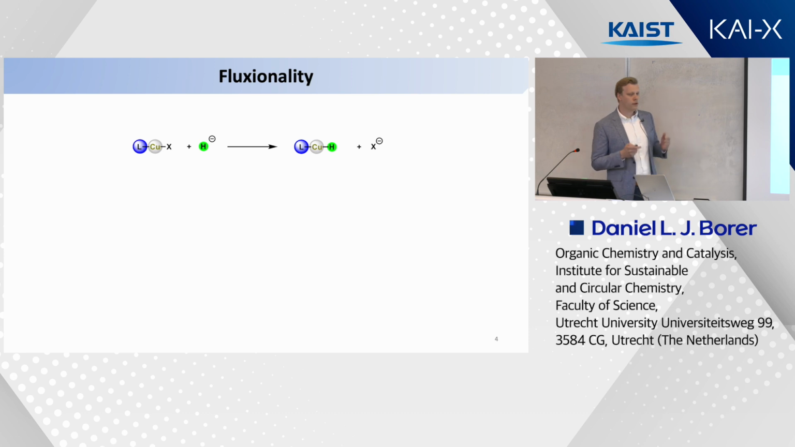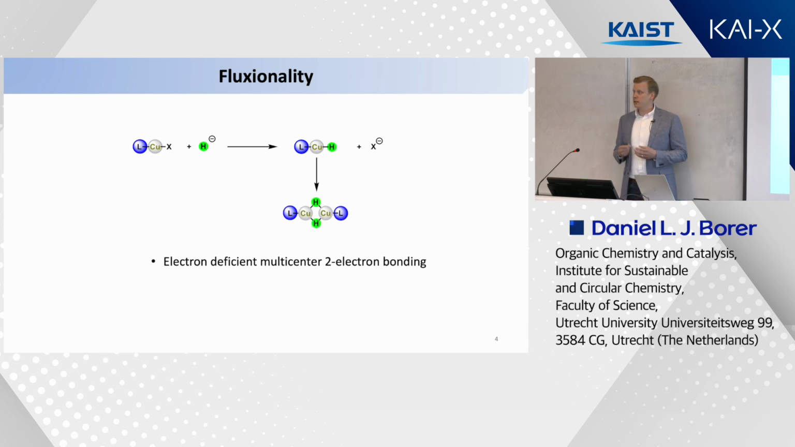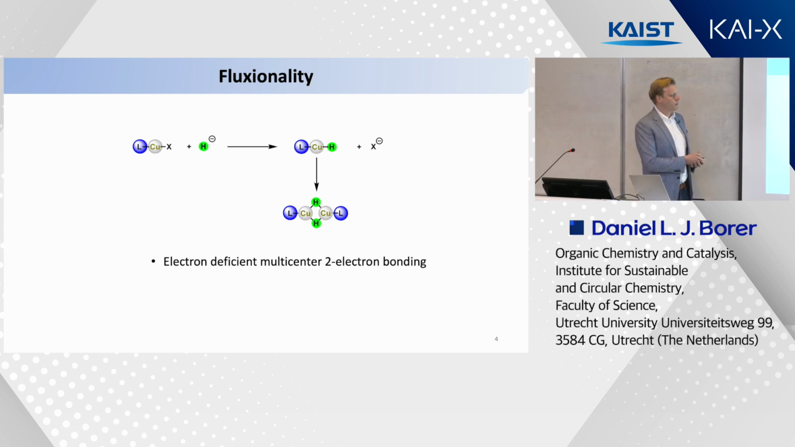So fluxionality: when you make such a copper hydride in situ, this copper hydride is not very happy, because transition metals like to have 18 valence electrons, and if we have a 2-electron donor here in a hydride, we end up with 14, because copper is d10. So what copper hydrides typically tend to do is aggregate through multi-center 2-electron bonding. So for example, this copper hydride can dimerize, where you now have 2 bridging hydrides.